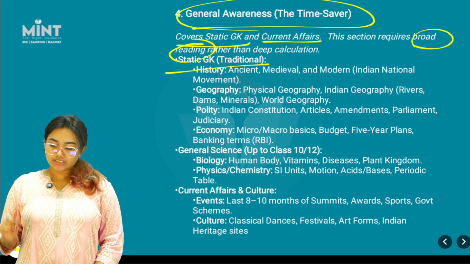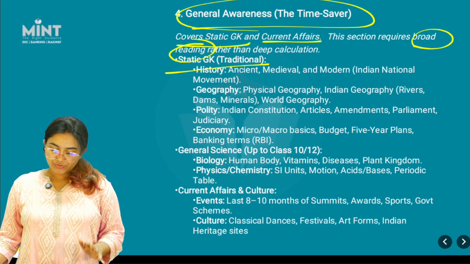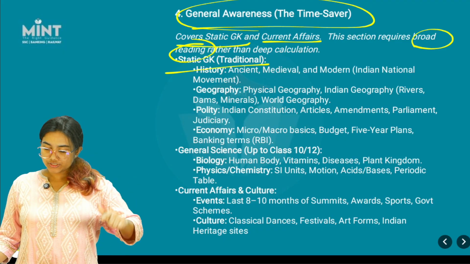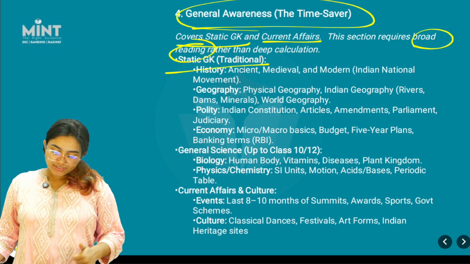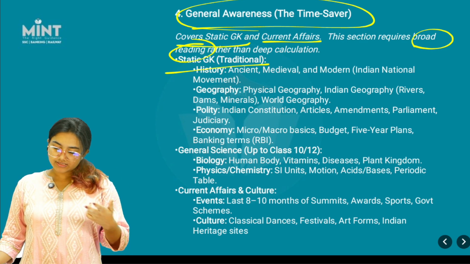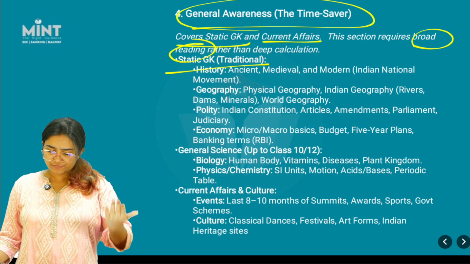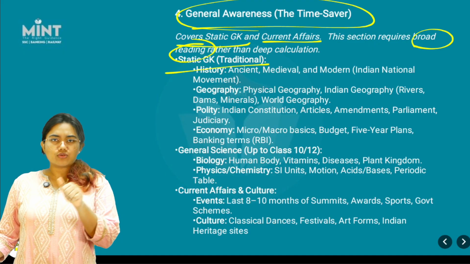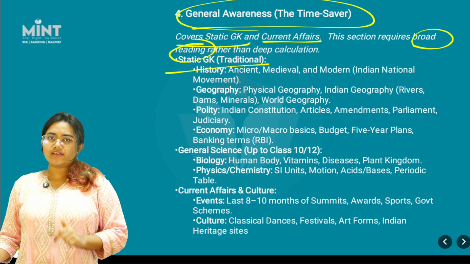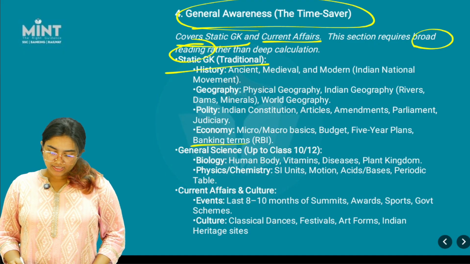Static GK. For history, you'll have ancient, medieval and modern. Geography, you'll have physical geography, Indian geography and world geography. Polity, you'll have Indian constitution, articles, amendments, parliament, judiciary, all of that stuff. Economy, you'll have micro, macro basics, budget, 5-year plans, banking terms, all of that will be asked.